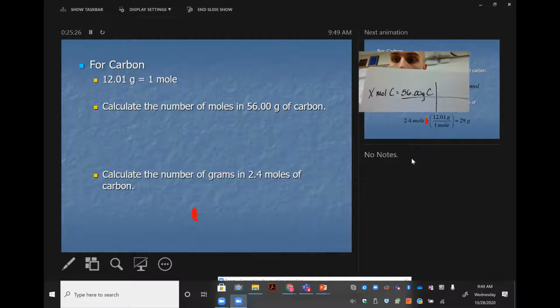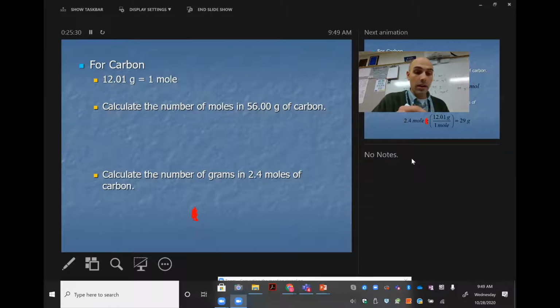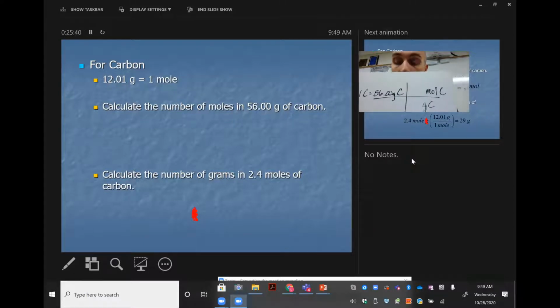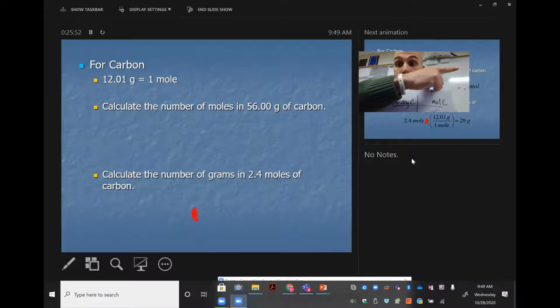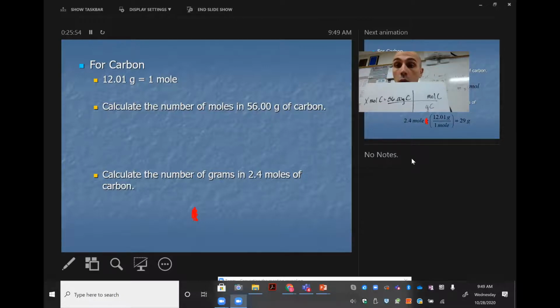Now we're going to look. What unit has to go on the bottom in order to cancel? The grams of carbon. And what's going on top? We want to go to the mole of carbon. Now, if only we had a relationship between grams and moles. You're right. 12.01 grams is equal to 1 mole. So we can put that right in there.